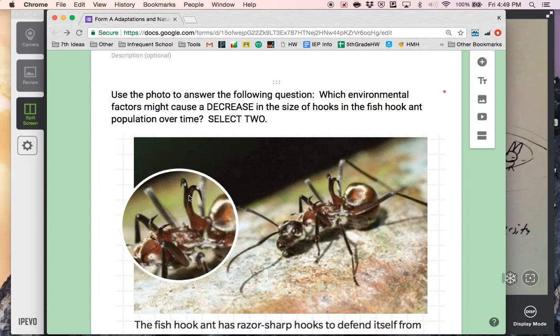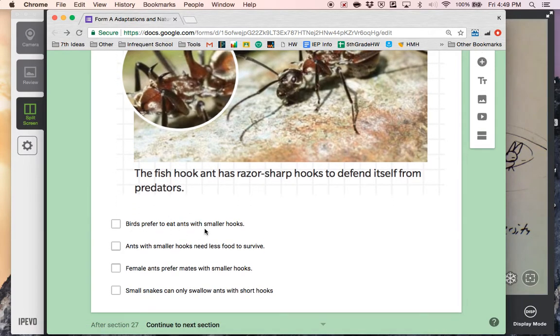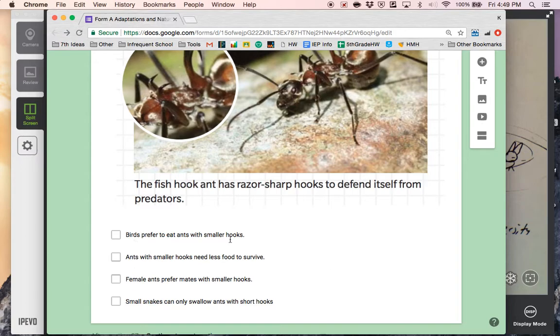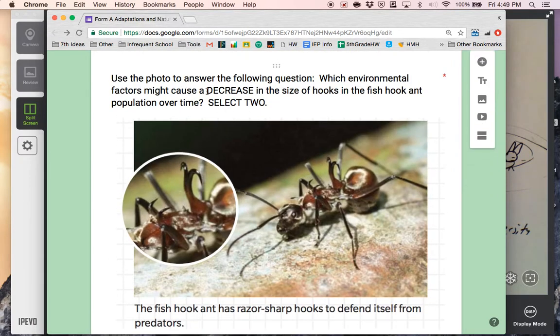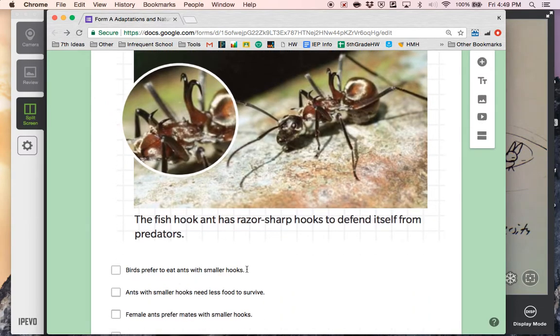Okay, look at this picture. These little hooks on the end of this ant. Which environmental factors might cause a decrease in the size of the hooks? These hooks getting smaller. Birds prefer to eat ants with smaller hooks. Let's think about this. If birds like smaller hooks, those ants with smaller hooks are going to die and bigger hooks would prevail. The question says we want to know why there would be a decrease. This first one is going to cause an increase because the smaller hooked ants will die.